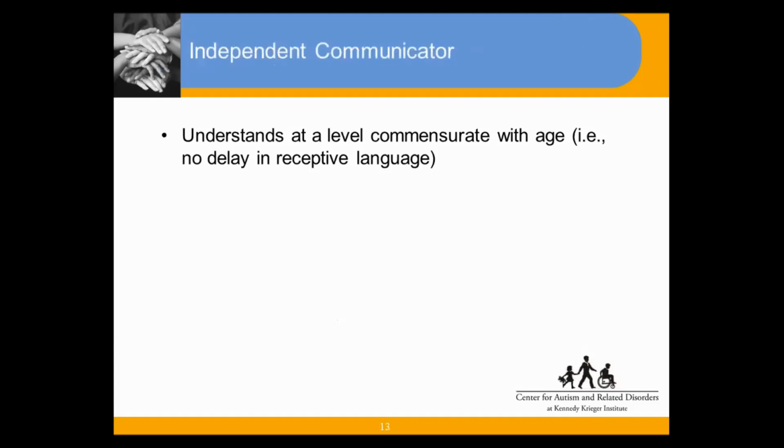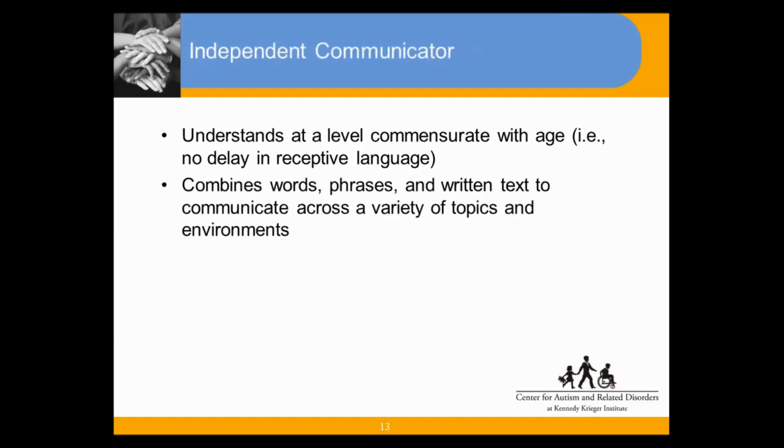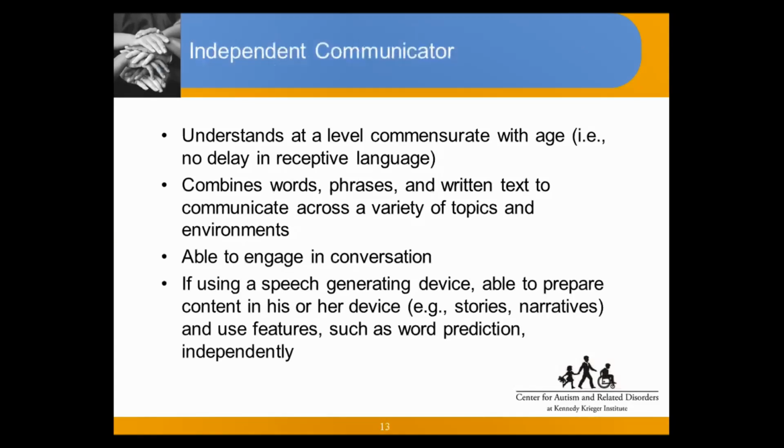And then we have our independent communicators that understand language at a level that's commensurate or age appropriate for chronological age. We wouldn't expect a receptive language disorder to be present. It may have been in the past, but now receptive language or understanding of language is appropriate. Kids are able to combine word phrases or written text across a variety of topics and environments. Able to engage in conversation, and as I had mentioned, if they're using a speech generating device, they're able to prepare content. So maybe program a story of something that happened yesterday into their device to share with school the next day or share with a friend. They're able to program narratives and use features like word prediction. So maybe not relying so much on those pictures in their device, but also starting to type out some words if they have adequate literacy skills.